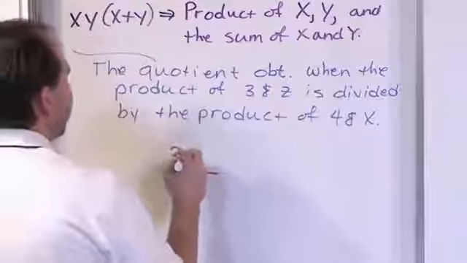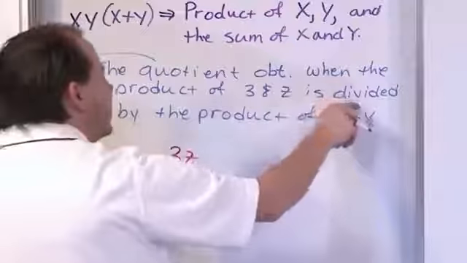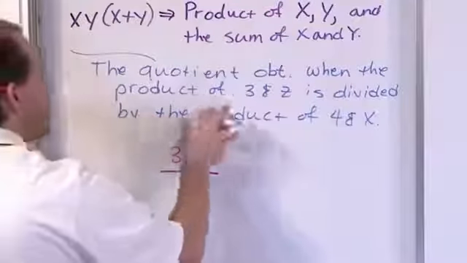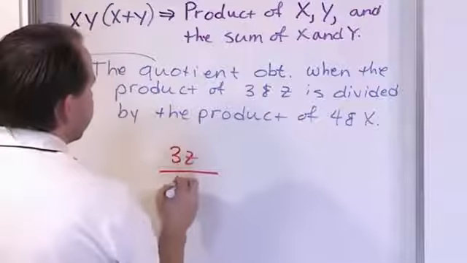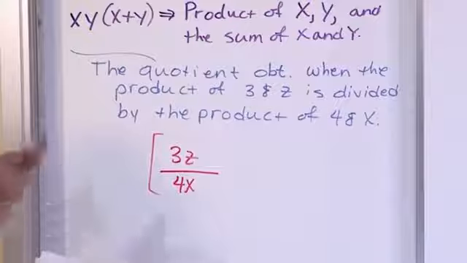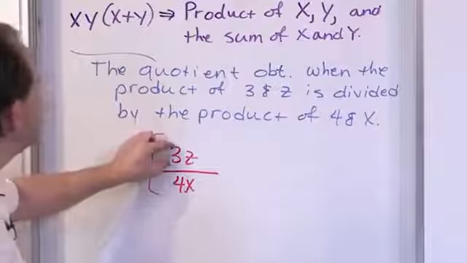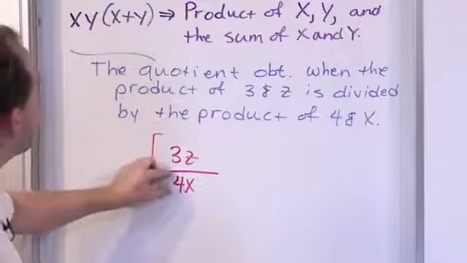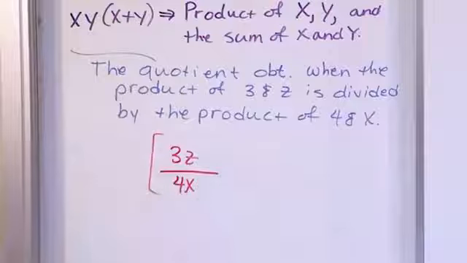So on the top you have 3 times z. It's divided by something. What's on the bottom? The bottom is the product of 4 and x. So this is what you would translate that to, 3z over 4x. It's the quotient obtained when the product of 3 and z is divided by the product of 4 and x. All right, let's continue on.